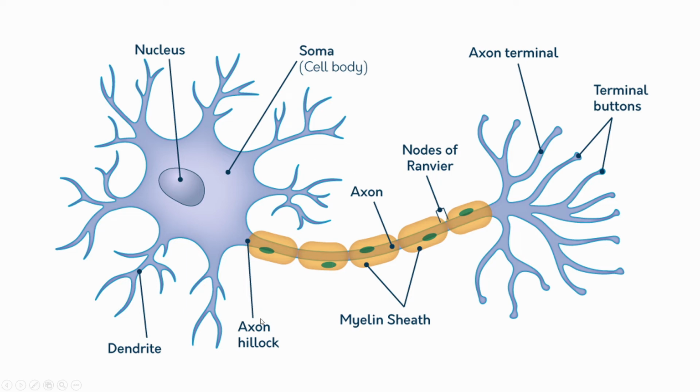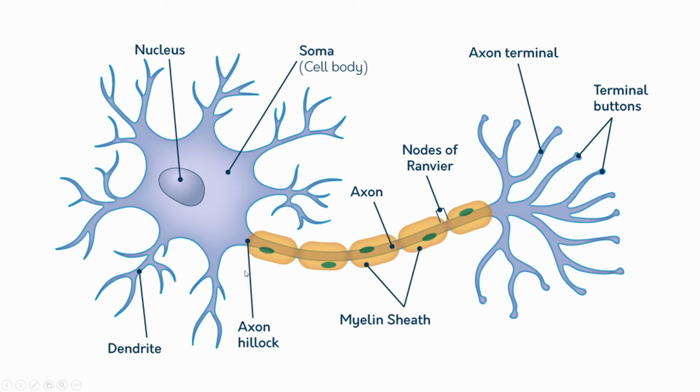So some diagrams will show what's called an axon hillock, and this is basically the point where our axon joins with the cell body, or the soma. Some diagrams will indicate that for us. It matters a lot more when you get into the nitty-gritty of how cells fire. For us, we're just going to care that that's the part where the axon connects to the cell body.